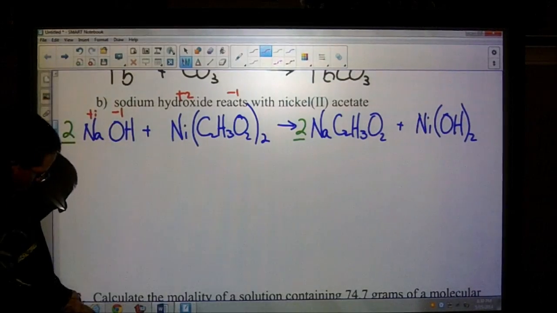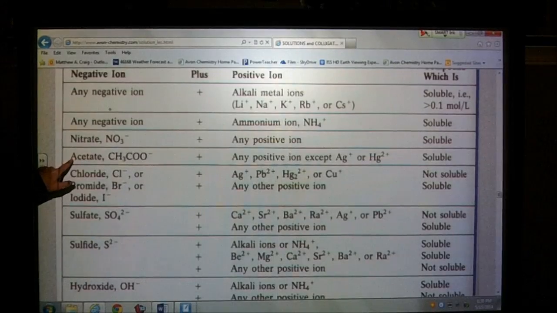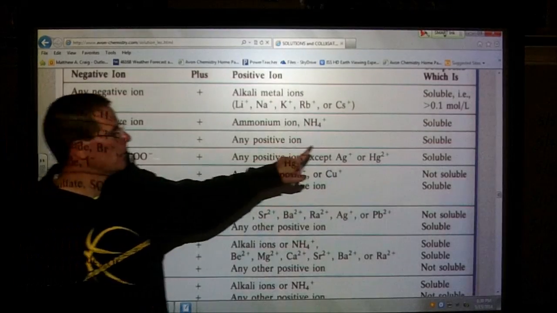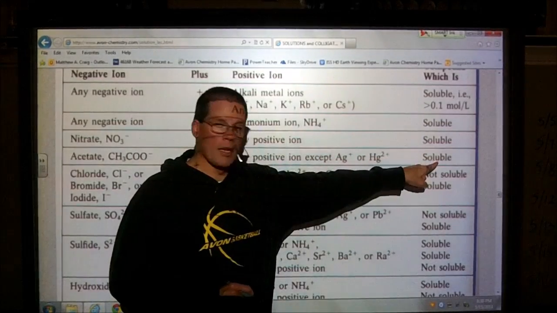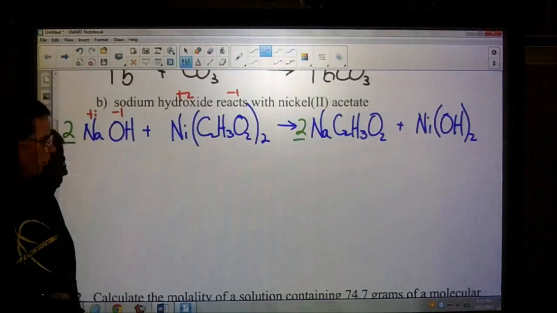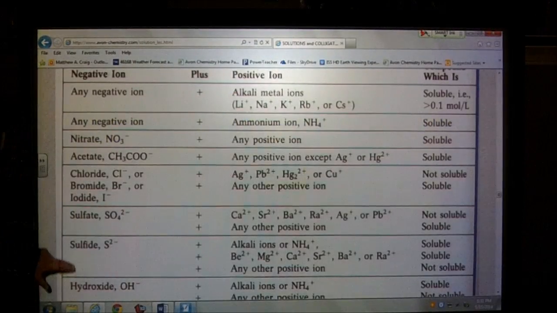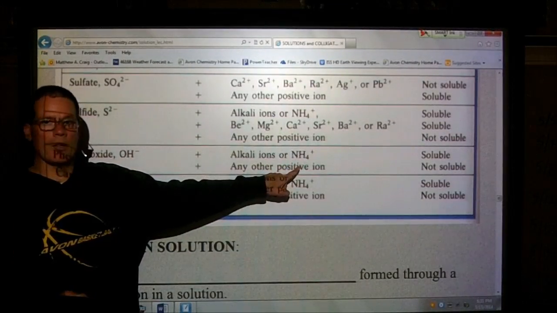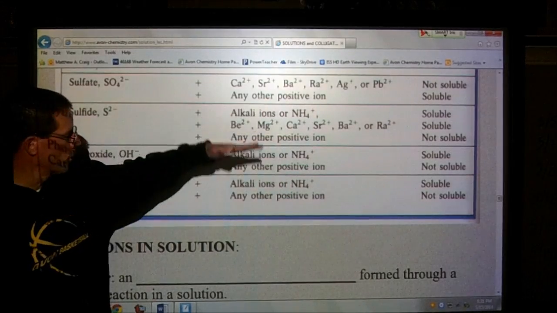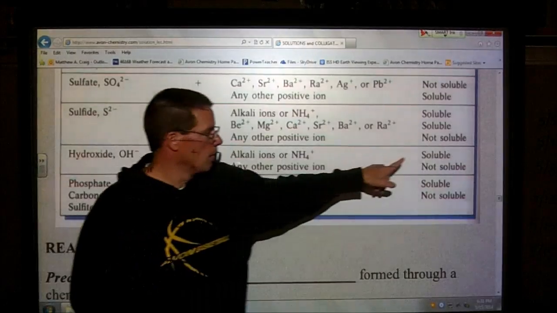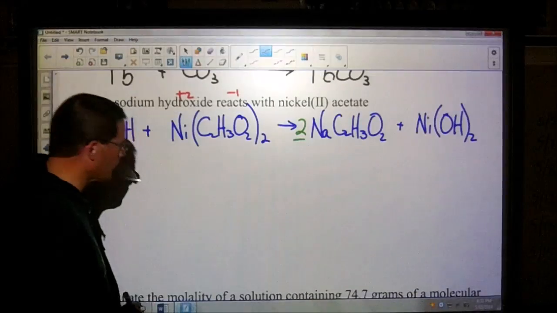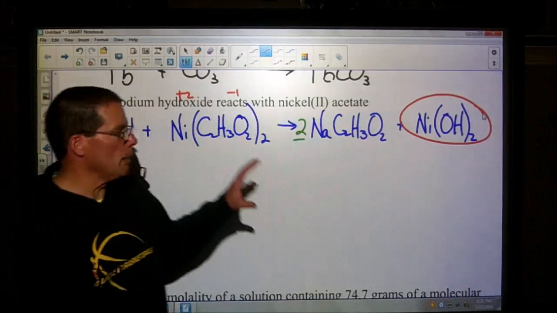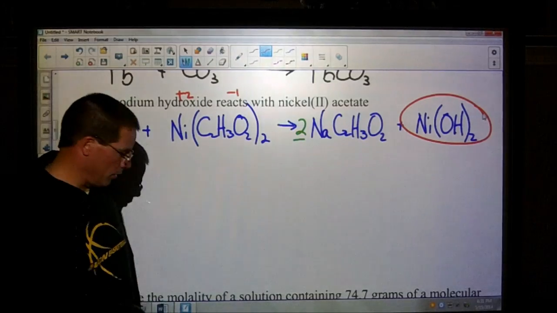Sodium acetate, let's check that. So sodium acetate. Acetate is right here. Is sodium any positive ion? Yes, it is. That's not silver or mercury. It is soluble. The other one was nickel hydroxide. So let's find hydroxide right here. Is nickel an alkali ion? Nickel is not in group 1A. It is a transition metal. Go down to the next one. It is any other positive ion, not soluble, PPT. So this is our PPT. We're going to keep the nickel hydroxide together on the product side.